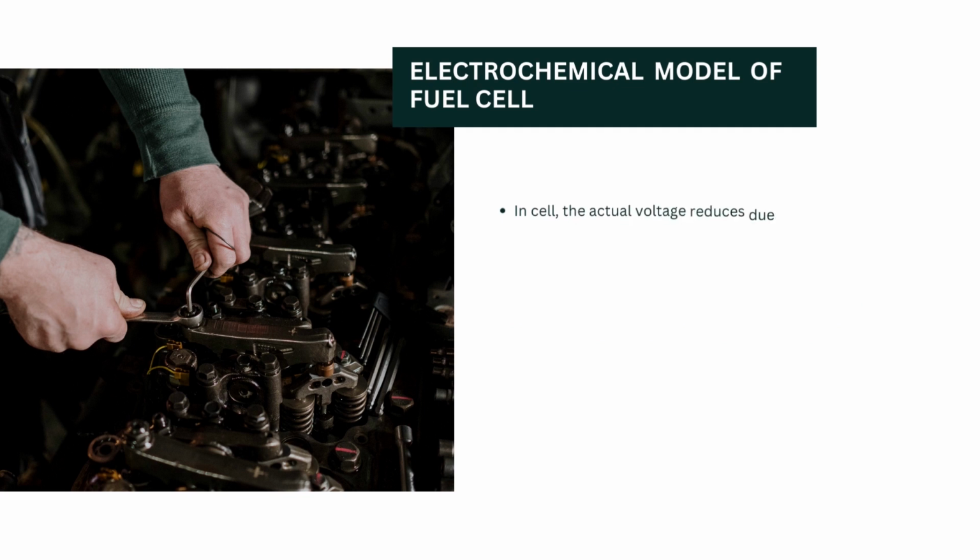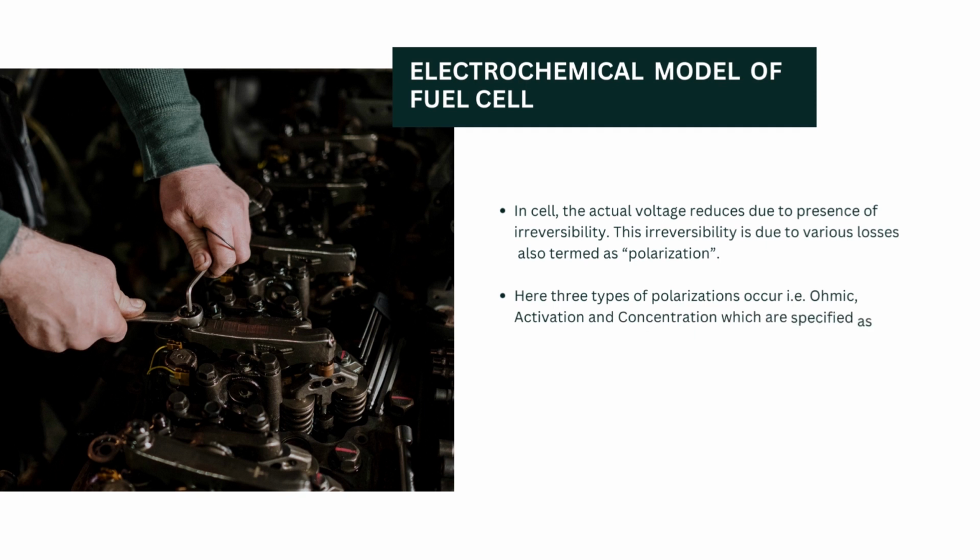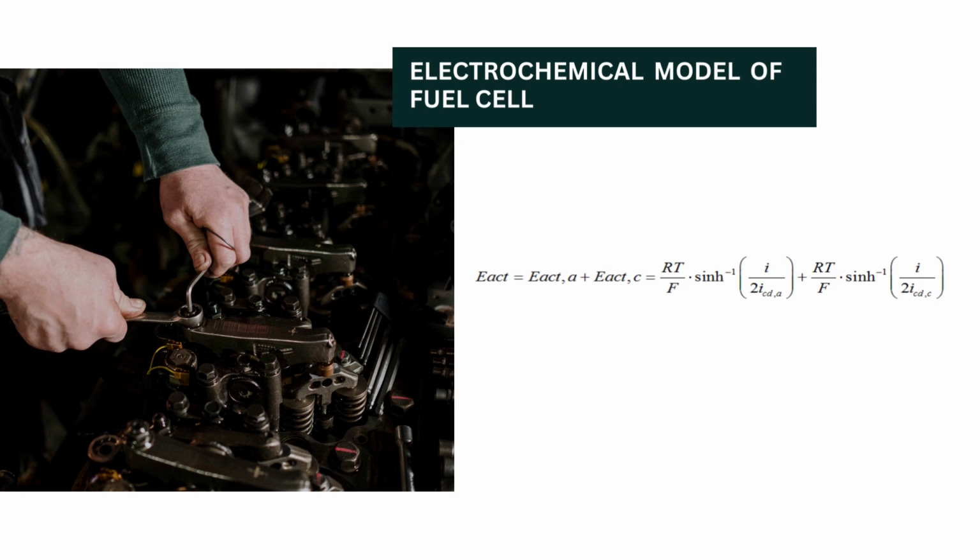In the cell, the actual voltage reduces due to the presence of irreversibility. This irreversibility is due to various losses, also termed polarization. Three types of polarization occur: ohmic, activation and concentration, which are specified as under. The activation polarization reflects the kinetics of the reaction that takes place on the anode surface. The equation for calculating the activation polarization is shown over here.